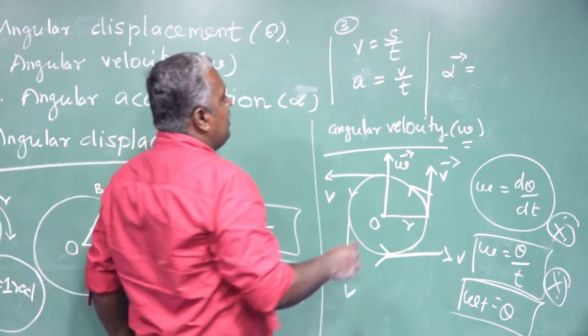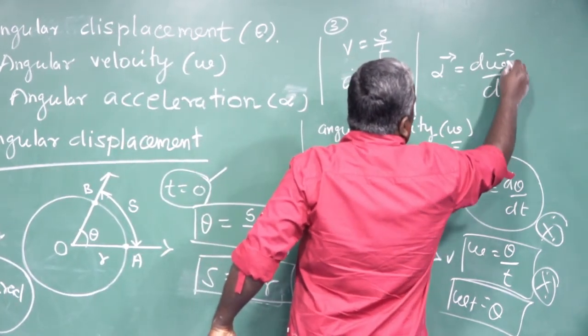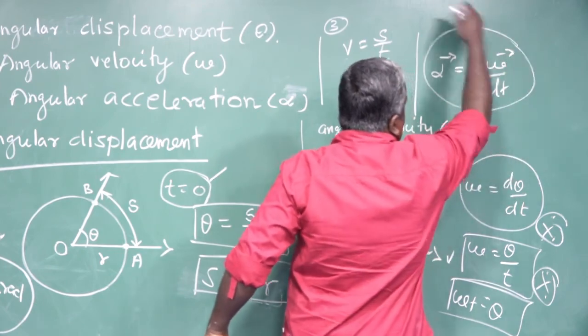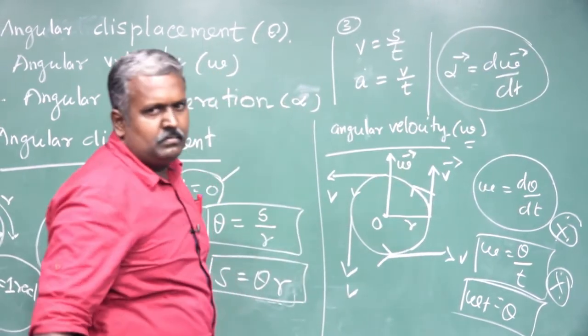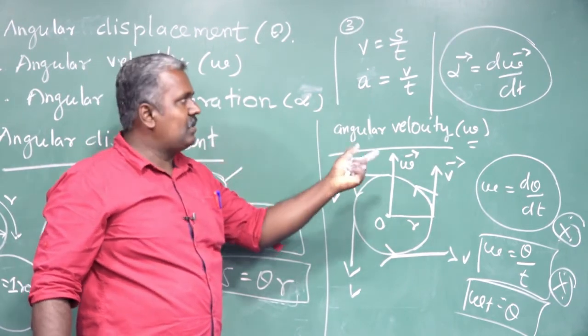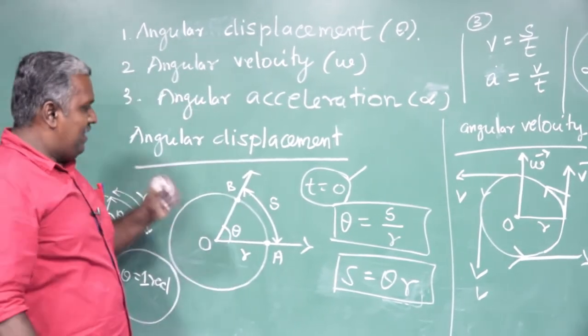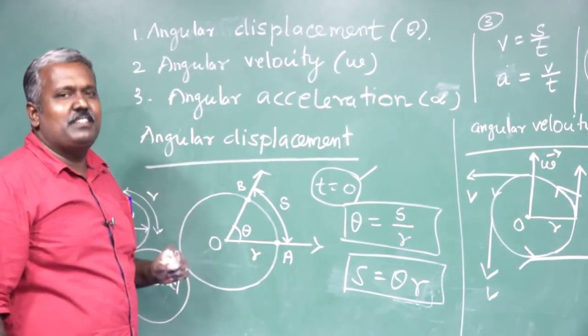So the formula is alpha is equal to change in omega by t. Rate of change of angular velocity is called angular acceleration. Okay. Then we are going to discuss units. That is very, very important.